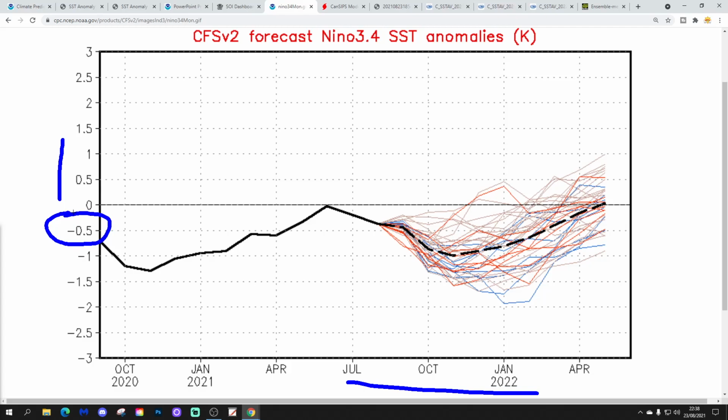That's where we've got to be at La Nina threshold, half a degree or more below average. And again, over 5 time periods. The CFS does that, no problem.